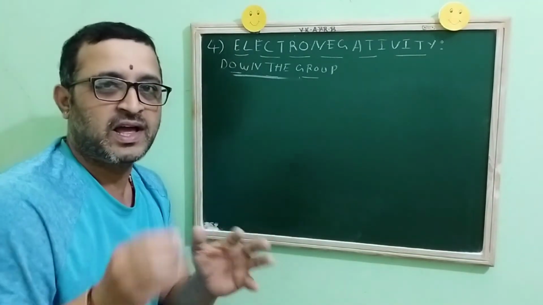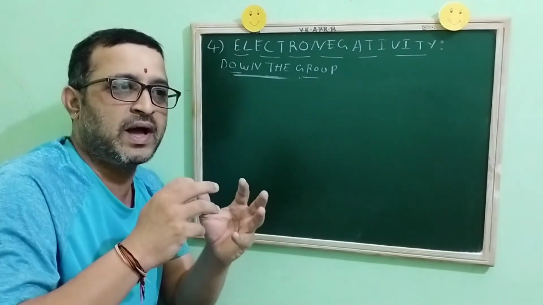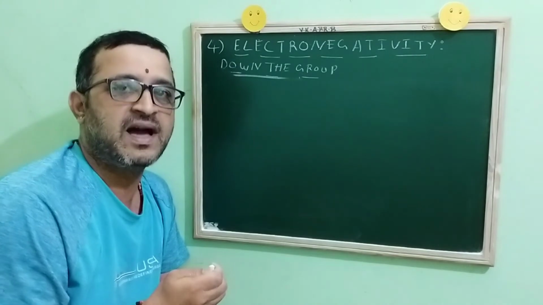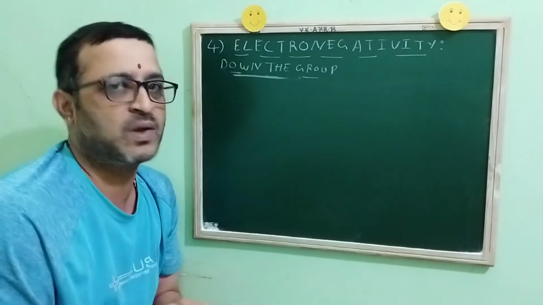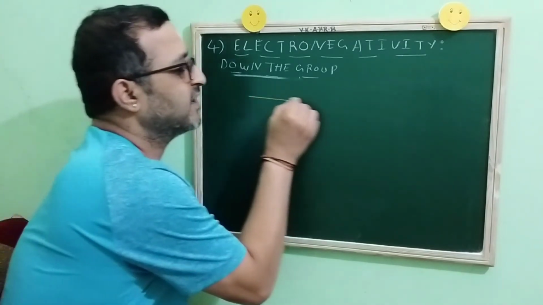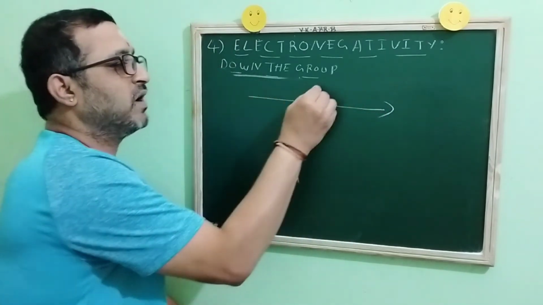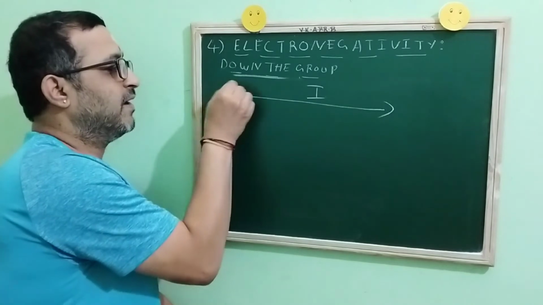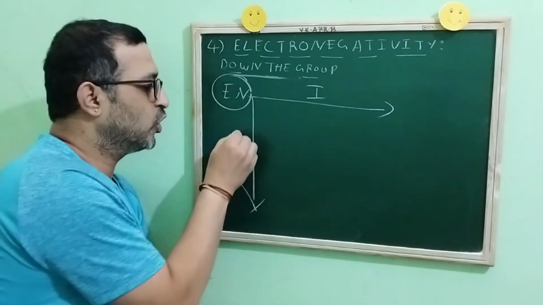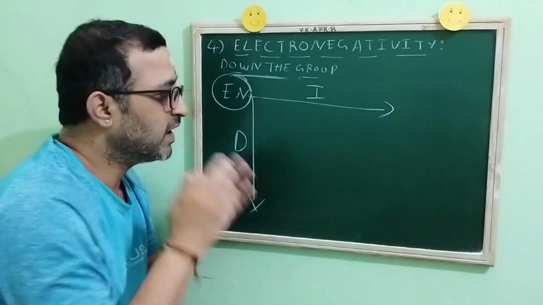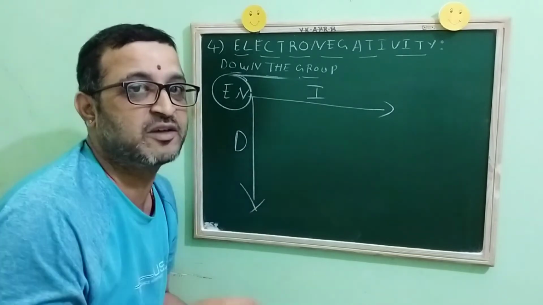Now children, an important question. Suppose they ask you a question: which group of elements is having maximum electronegativity in the whole periodic table? What is your answer? Children, you already studied that electronegativity across the period is going to what, children? Increase, right? Then electronegativity, when you go down the group, what? Decreases.